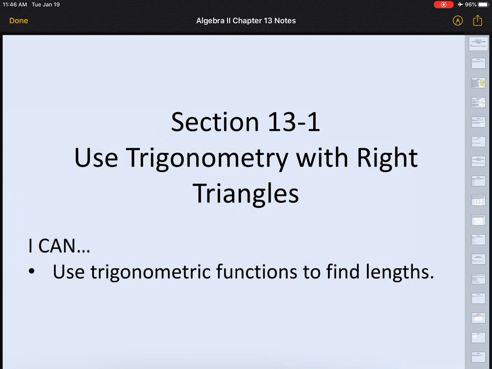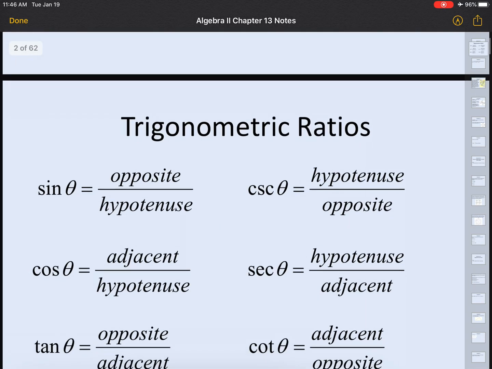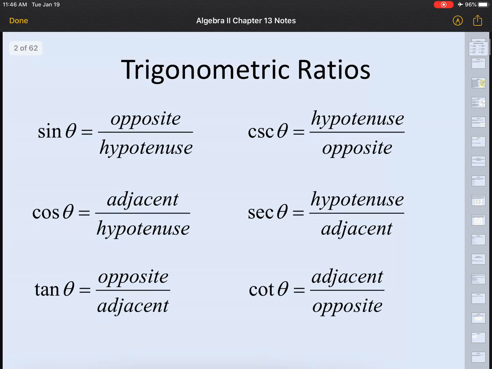Alright guys, this is section 13.1. In this section, our goal is to be able to use trigonometric functions to find lengths, specifically of right triangles. The six trigonometric ratios are sine, cosine, tangent, cosecant, secant, and cotangent.